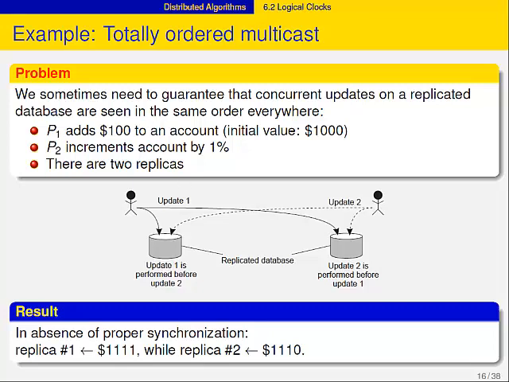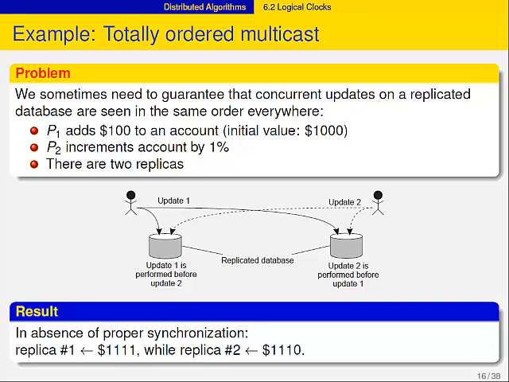What I'm assuming is the following. I have a distributed system with two replicated databases. These databases just hold accounts from people. And there will be two concurrent operations. One operation is that a process adds $100 to an account, which was initially $1,000. And the concurrent operation increments an account by 1%.